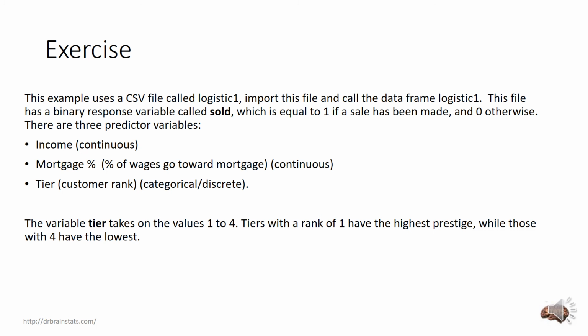In this exercise, we'll be using a CSV file called Logistic1. So import this file and call the data frame Logistic1. This file has a binary response variable called sold, which is equal to 1 if a sale has been made and 0 otherwise. There are 3 predictive variables: income, mortgage percentage, and tier. The variable tier takes on the values 1 to 4. Tiers with the rank of 1 have the highest prestige, while those with 4 have the lowest.